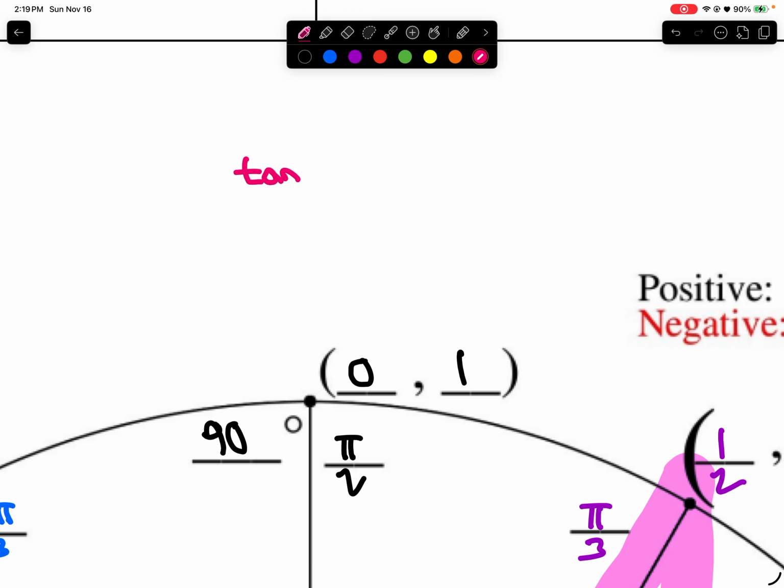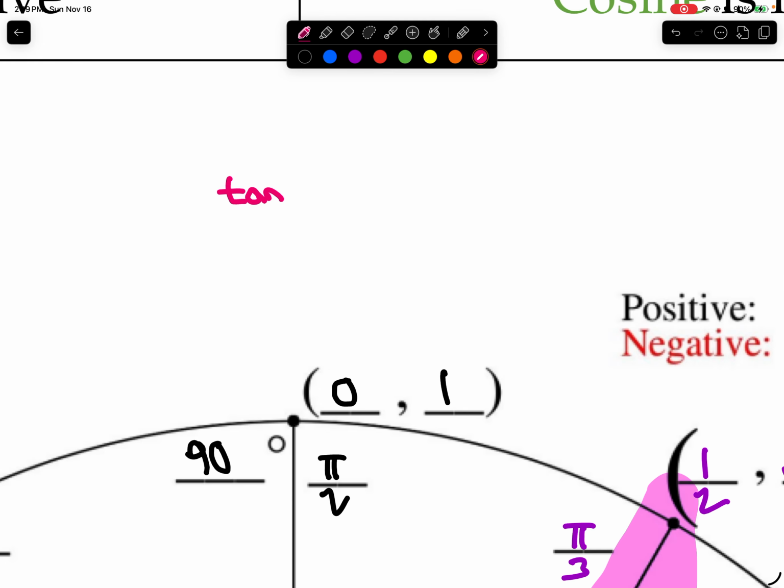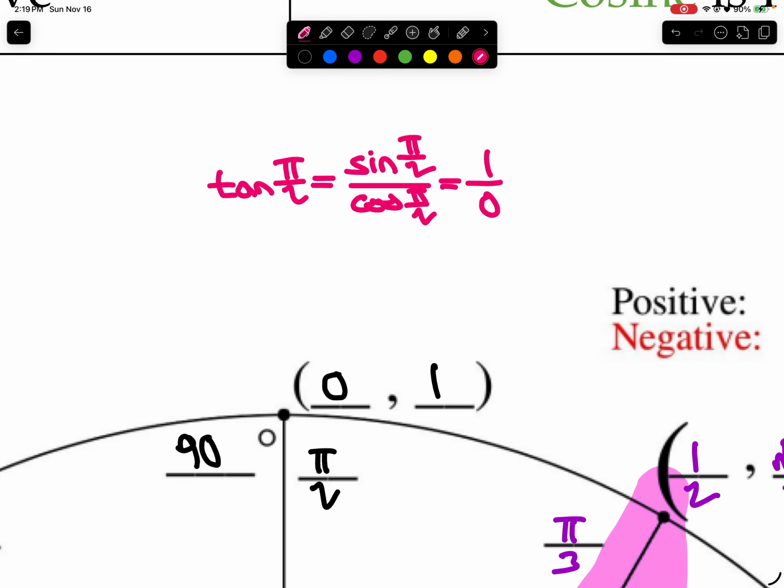So tangent of pi over 2 is going to be sine of pi over 2 over cosine pi over 2. So this is going to be 1 over 0. Now remember, this is the naughty number that so many people get wrong. You cannot divide by 0. So what this means is tangent of pi over 2 is undefined. I can't spell. There we go.